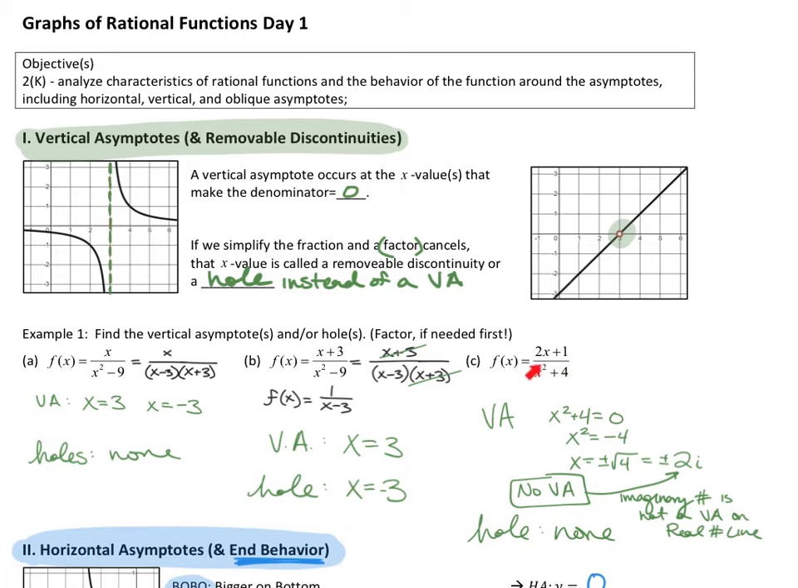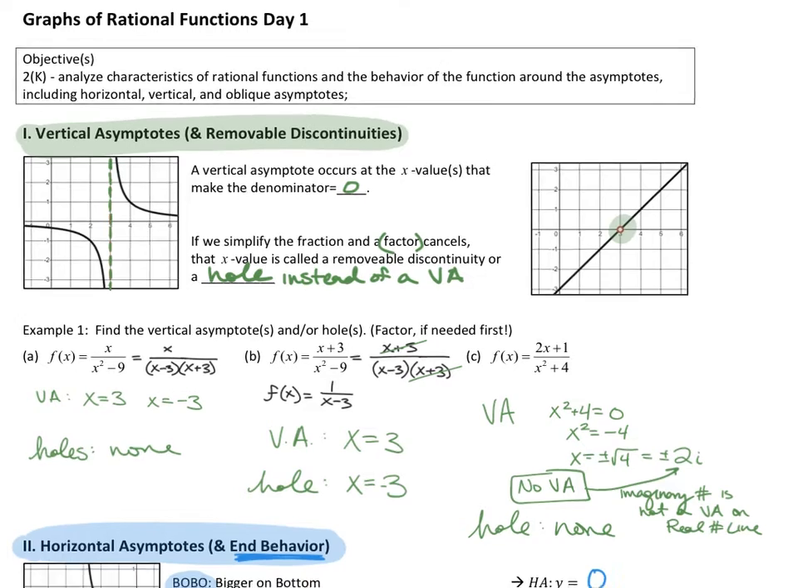For letter C, nothing factors, so nothing would cancel for this one. This is the sum of 2 squares, and we have no pattern to factor the sum of 2 squares, only the difference. So if we're trying to find the vertical asymptote here, we would set the denominator equal to 0 and then solve. But when you solve this, you end up with plus or minus 2i, which means that we have no vertical asymptotes, because an imaginary number is not a vertical asymptote on this real number line that we're graphing. So these are real numbers, and we're not going to graph imaginary numbers on a real number line.